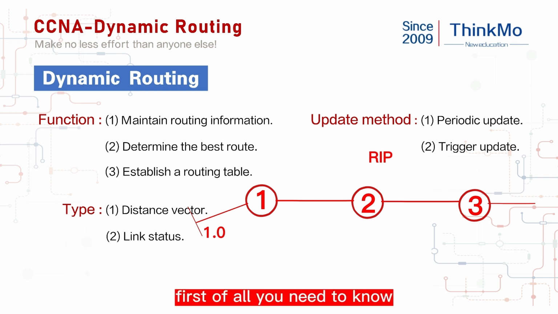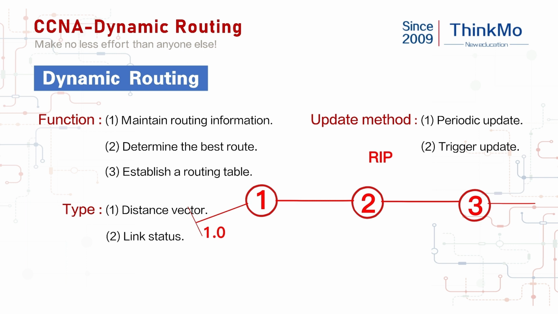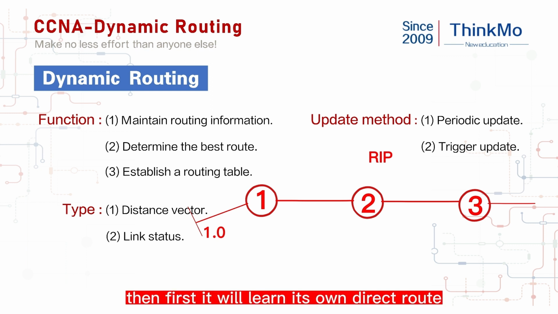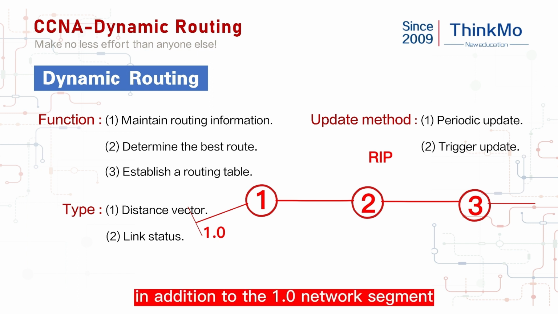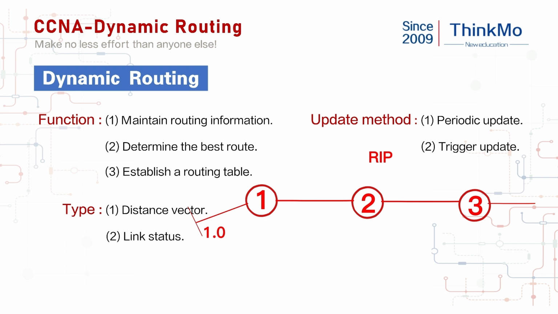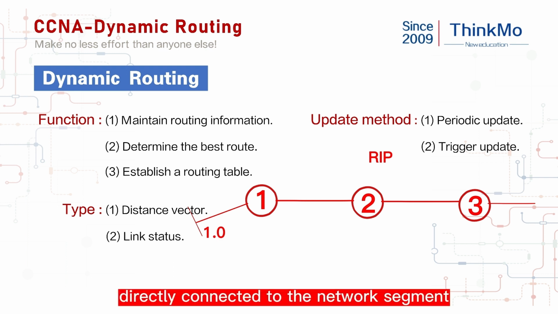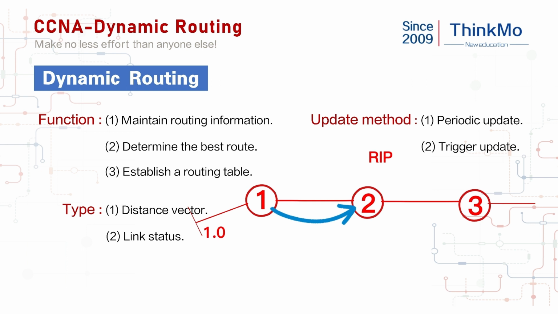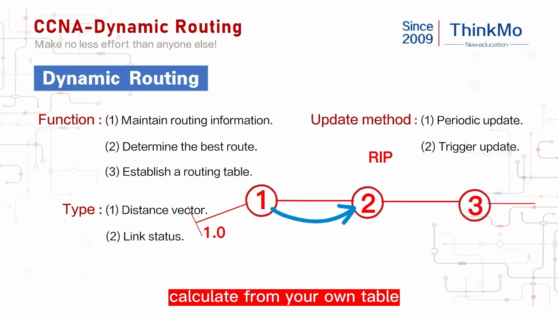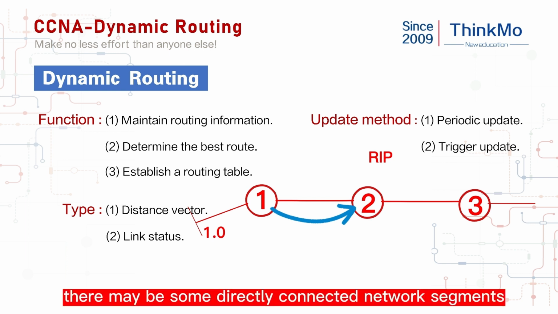First of all, you need to know it is a dynamic routing protocol. Its characteristic is this: for device 1 to pass on this 1.0 network segment, first it will learn its own direct routes. As long as a network segment is directly connected, it will learn it, then form a routing table locally. It will pass this table to its neighbor device 2. Device 2 will first accept this table, and after accepting, calculate from its own table, because between them there may be some directly connected network segments.